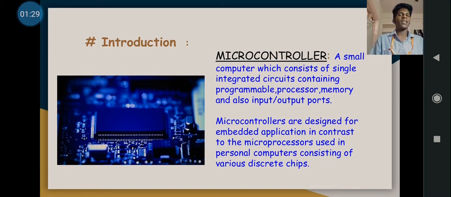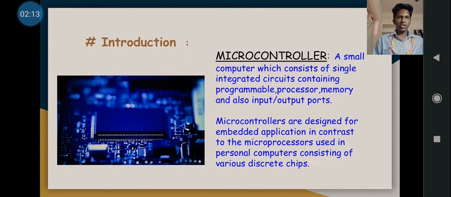If we see a normal regular computer, it has a CPU, input output ports, processor, memory, etc. All these things can be seen in a microcontroller, but in a very miniature, nano form. If we move to the technical definition, a microcontroller is a small computer which consists of a single integrated circuit containing a programmable processor, memory, and also input and output ports. The same thing as I said earlier, it is a small computer. Integrated circuits are the base of a microcontroller.